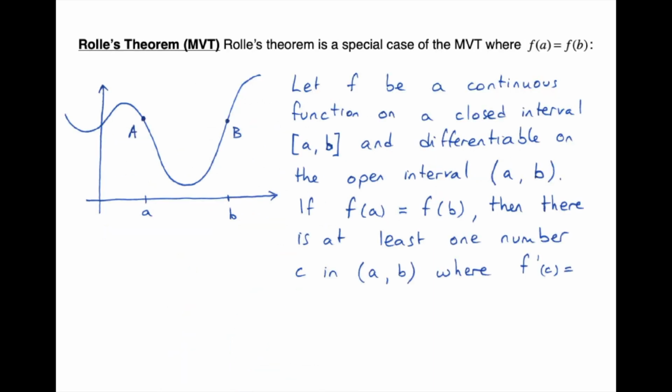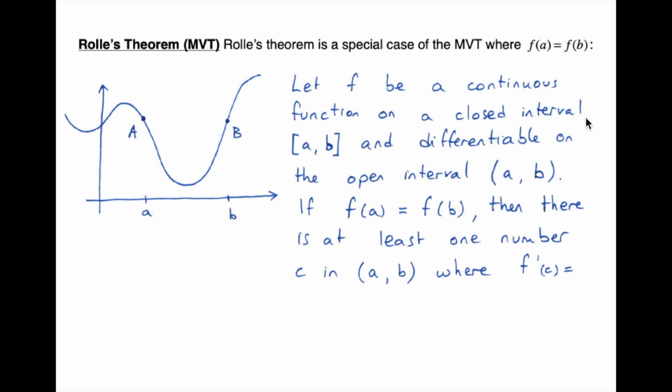So to conclude, Rolle's theorem is a special case of the MVT. That means you can always apply the MVT and it'll work. Rolle's theorem is the same for when the 2 points are exactly at the same height. So f of A is the same as f of B.